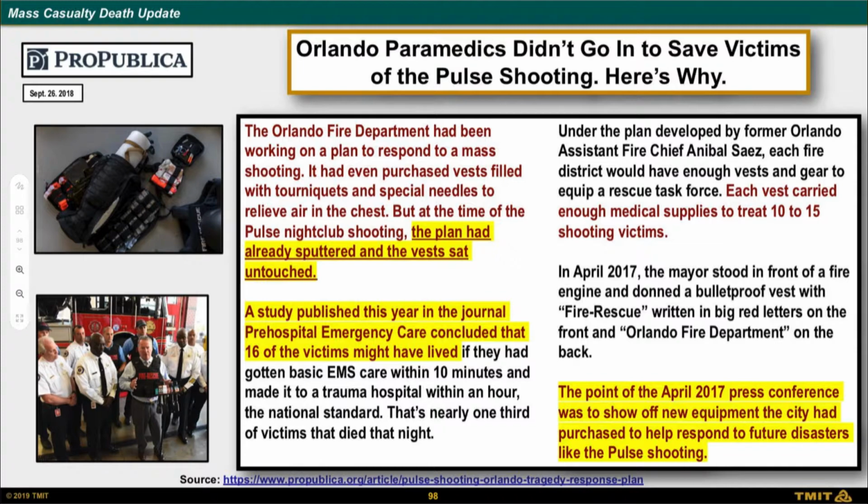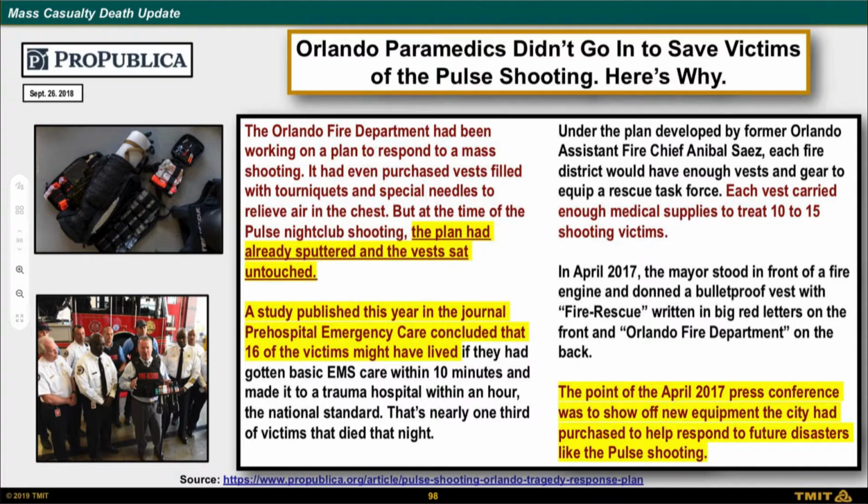And in this case, what they're getting critical about is that they had these vests that they had gotten, and each vest had supplies to treat 10 to 15 people. They touted it, and they worked on it, but they never did train on it. And we always advocate the promoting of a highly reliable organization. You've got to have competency, currency, and proficiency. Well, obviously, in this particular report, that didn't exist, and they weren't able to get in with the right amount of equipment to try to save lives.